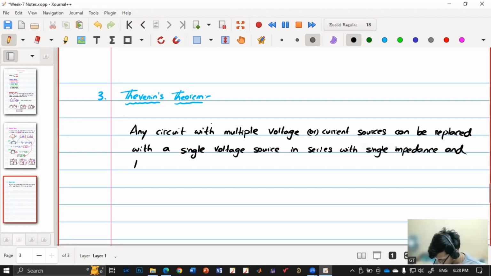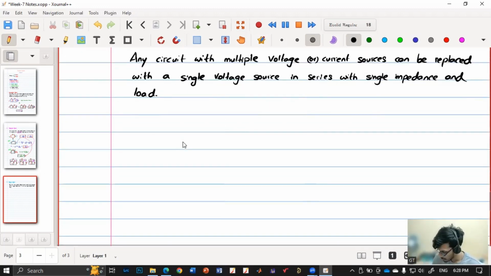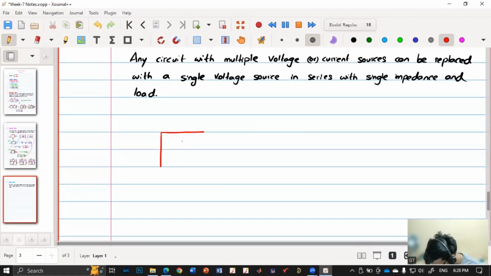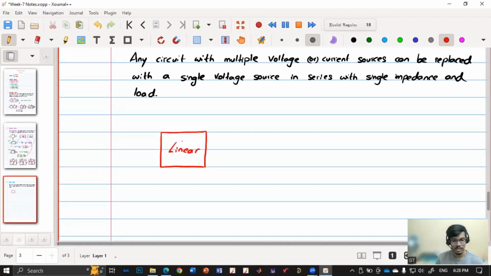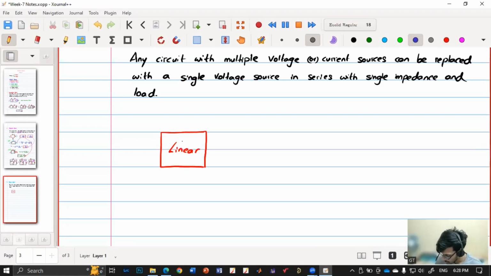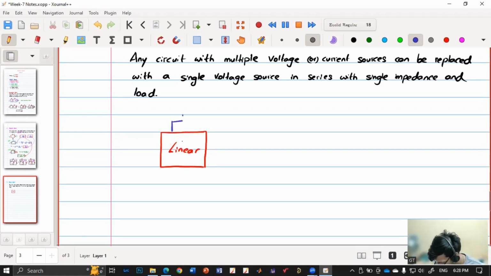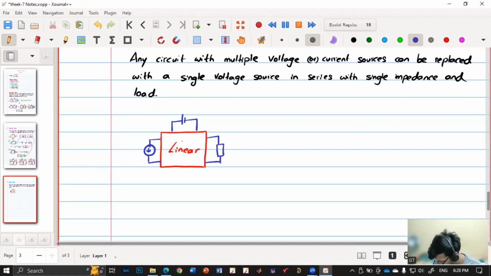So what I mean to say is, first let me explain it using a circuit. Say we have a circuit something like this, a network of linear elements. So this is just a network of linear elements, and we have n number of sources, and here I am considering two sources just for ease. And there is a load also. So this is my load impedance Z load, and my voltage source is V1, current source is I1.